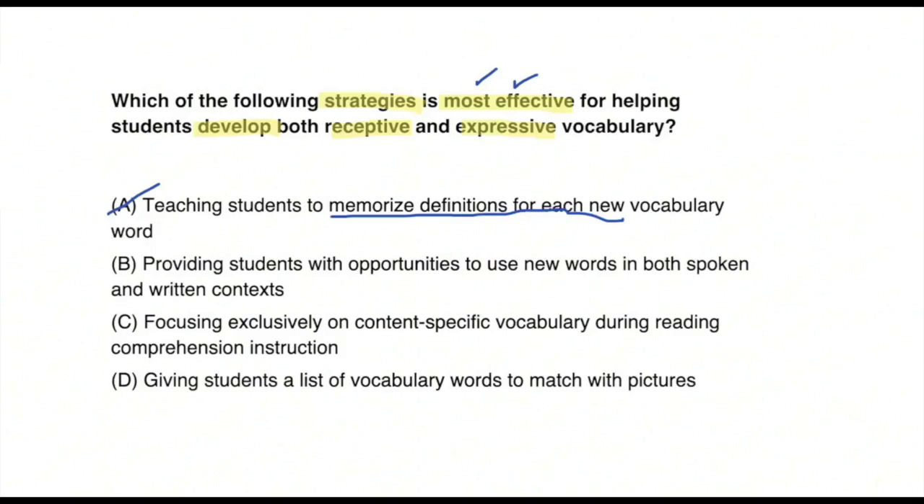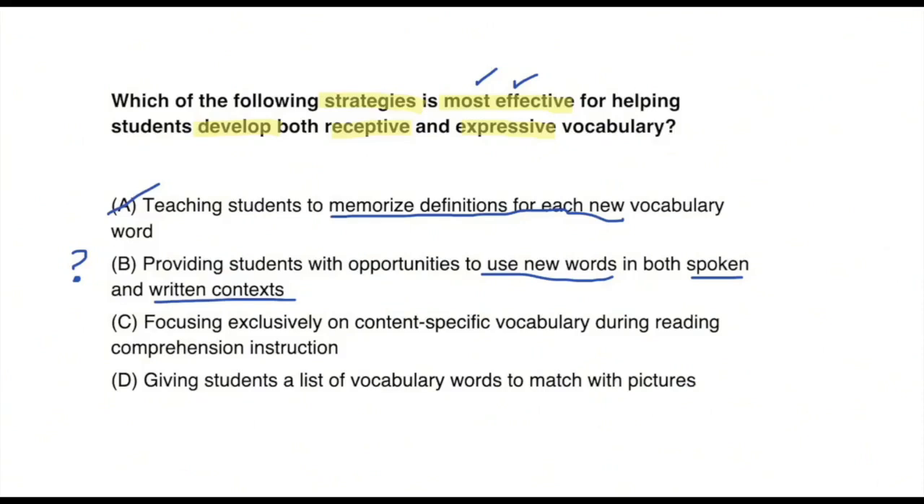Providing students with opportunities to use new words in both spoken and written contexts. Develop receptive, expressive, and vocabulary. So with this one, I would say that they're going to use new words in spoken and written contexts. So to me, that sounds like we're very close. It looks like we're getting close to the answer choice. I'm going to give that a question mark. I got a couple questions. Maybe that's the one. Let's take a look at C.